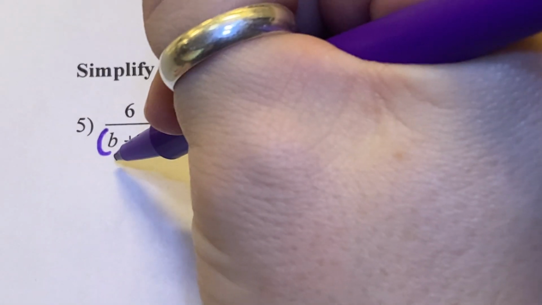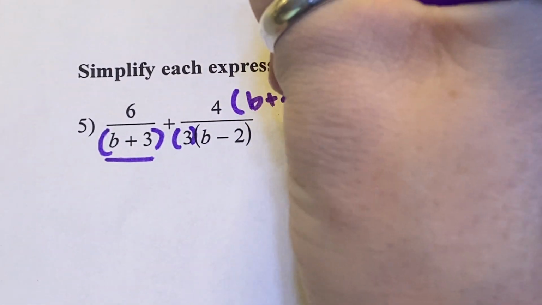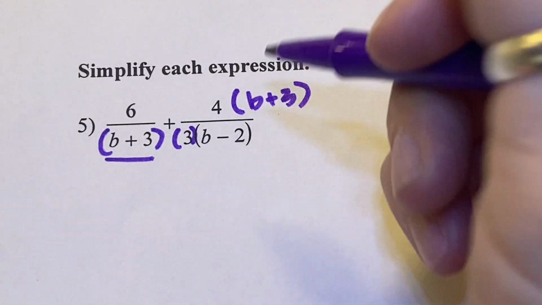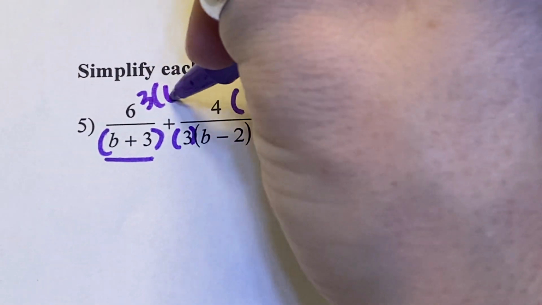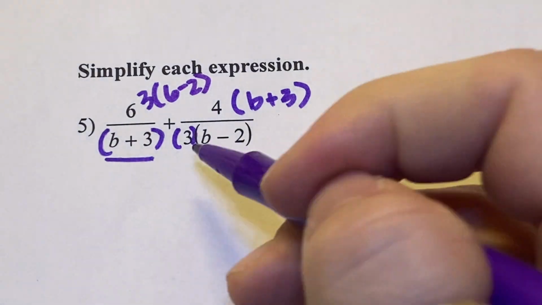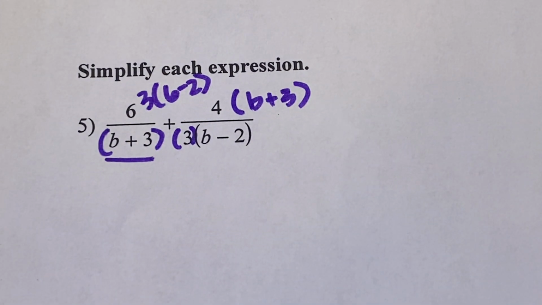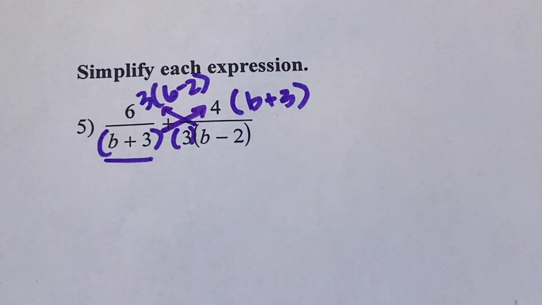So, we're going to take b plus 3, multiply it to that guy, and I need to take 3 times b minus 2, the whole denominator over there, and multiply it to that guy. Take the denominator, multiply it to the one across. Denominator, multiply it across. If you want to draw little arrows, you can do that.